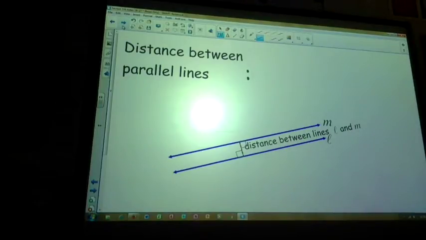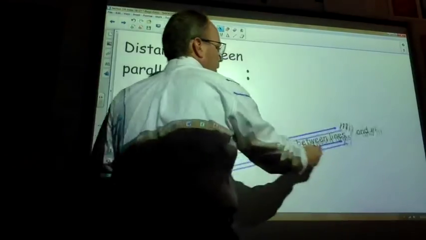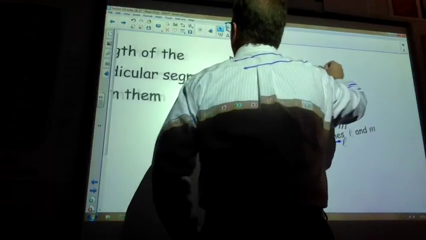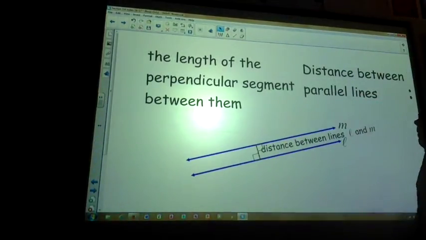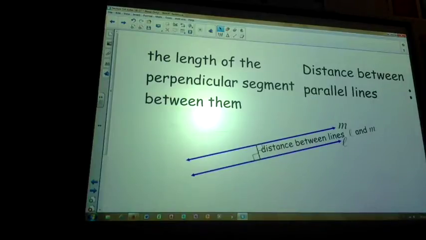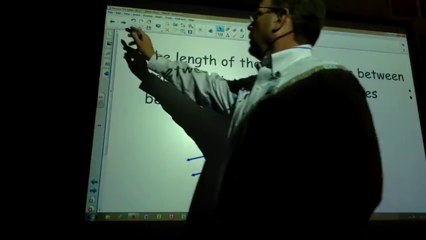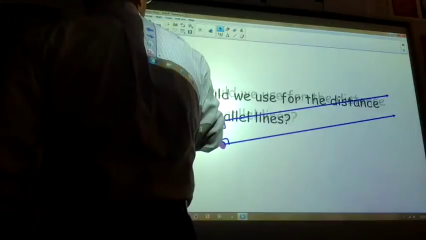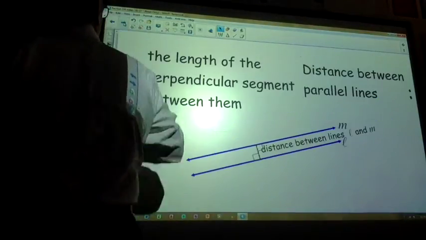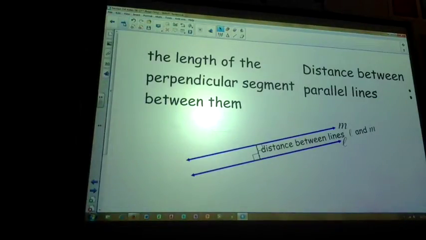I feel like there's something I should be pulling out of the wall on this one. Oh, yes. There we go. The length of the perpendicular segment between them. Is there anything on the last one? The length of the perpendicular segment between them. That's the shortest distance between two parallel lines. It happens. It does. It really does. Should I move on?